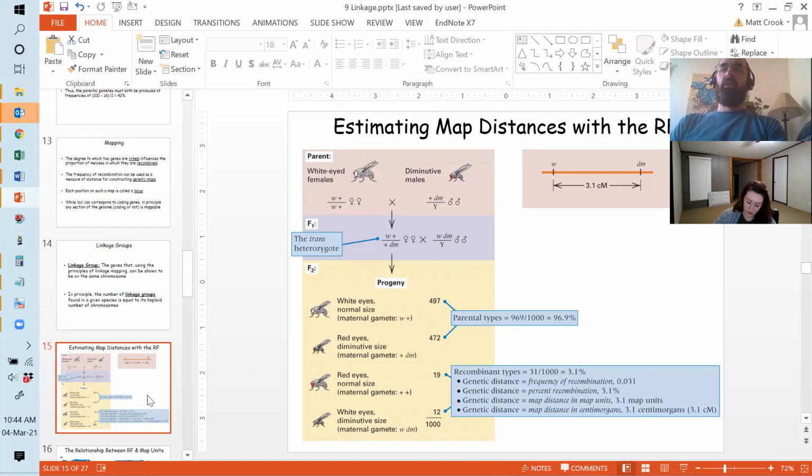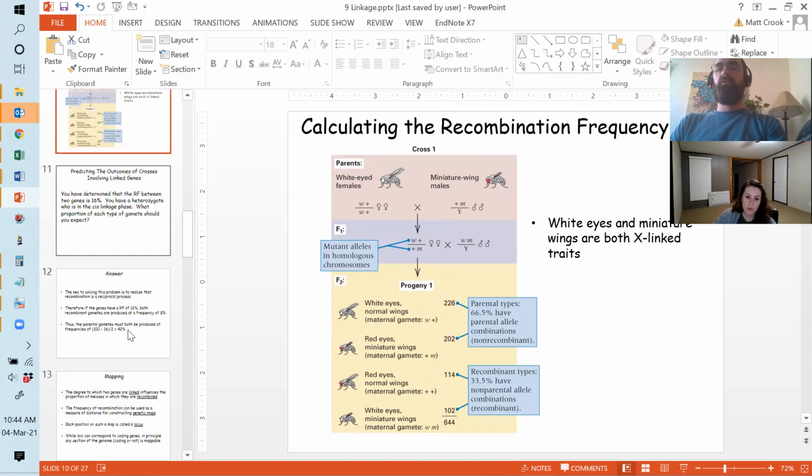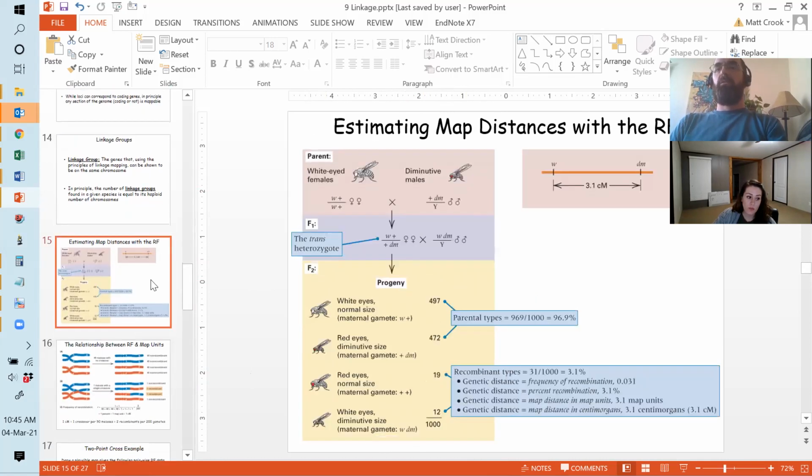And so compare these numbers, 500 odd, to something in the tens, to these numbers. Which genes are closer together? White and miniature? Or white and diminutive males? That one, the white and diminutive. Right. So you can tell that because you get far, far fewer recombinants between these two genes.